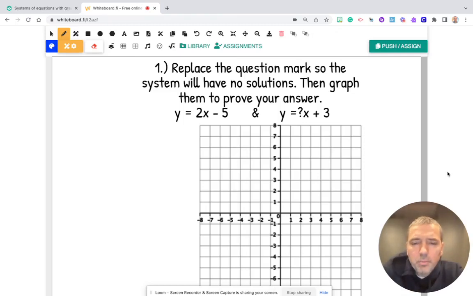Hi guys, let's answer question number 1 here. Replace the question mark so the system will have no solutions, then graph them to prove your answer. So I have y equals 2x minus 5. That one's in slope-intercept form, ready to be graphed.